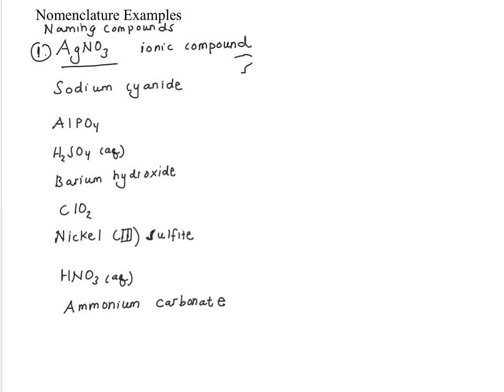And when we're naming an ionic compound, we first want to write down the name of the metal. So in this case, the name of the metal is silver. And the nonmetal is, in this case, a polyatomic ion. And if you look at your list of polyatomic ions, NO3 minus is nitrate. So the name of this compound is silver nitrate.